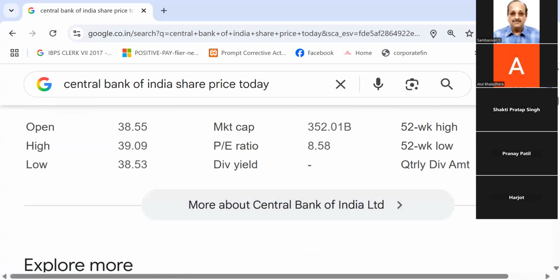Okay. So 352.01. They can ask me the share price of that day also. Yes, sir, I generally do share market on Groww, but Central Bank of India, I haven't exactly. Exactly. They will ask you. Mr., what is your name? Mechanical engineer?